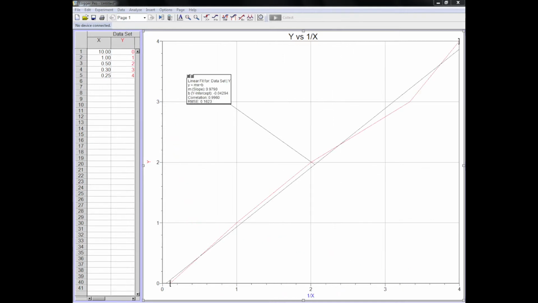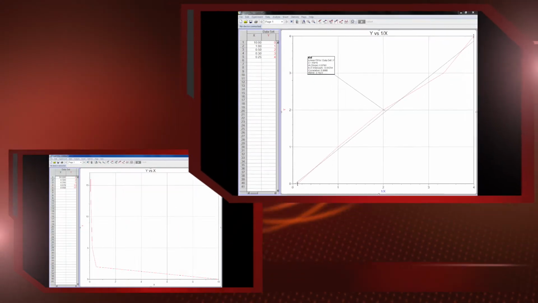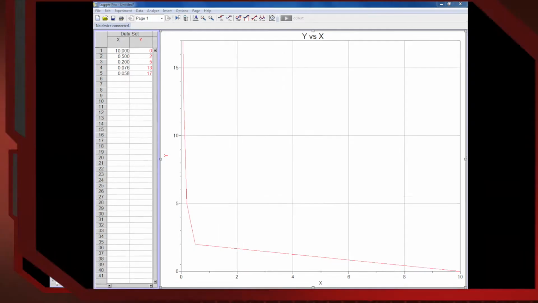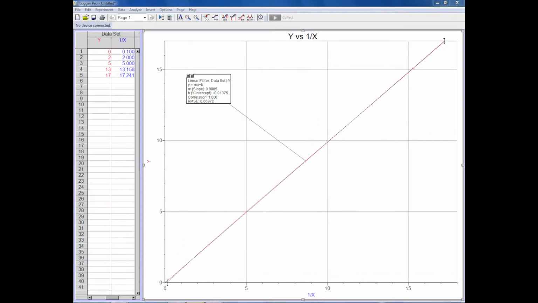Once your graph seems to be linearized, remember the best fit line and look for the 0.98 correlation. For this y is proportional to 1 over x graph, how would this curve be linearized? This is what your graph should look like.